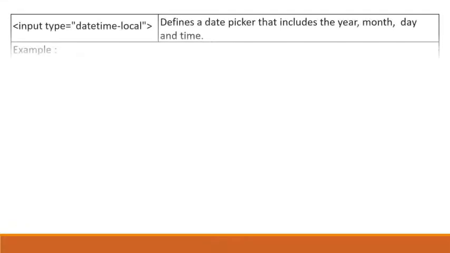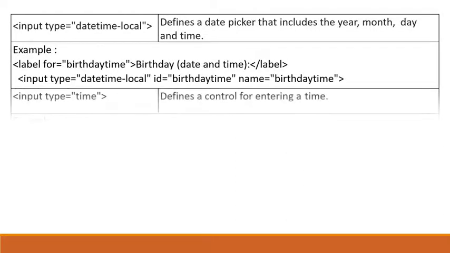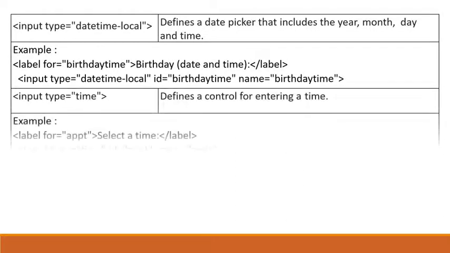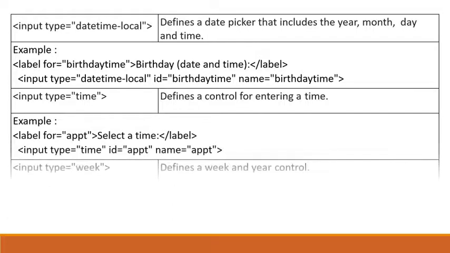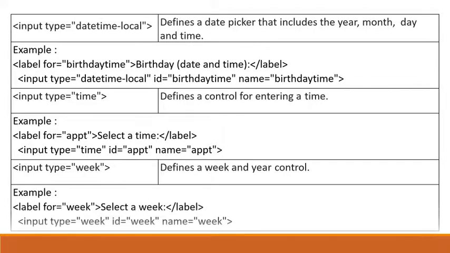Now let's move to the next one, that is input type equal to datetime-local. It defines a date picker that includes the year, month, day and time. For example, a label for birthday time, birthday date and time, that is slash label. Input type is equal to datetime-local, ID birthday time and name is equal to birthday time. So here you can pick a date, year, month and the time from the given picker.